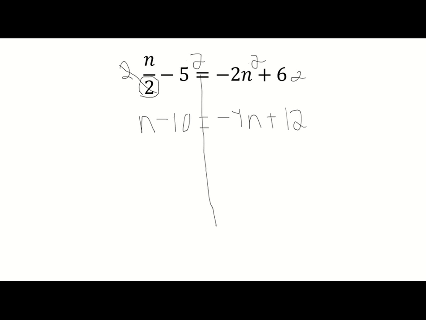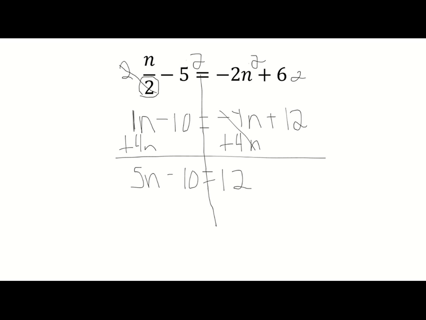So I want to get all the variables on one side. Right now I have n, and I have negative 4n. Since I like to work with positive numbers, I'm going to add 4n to both sides. When I add the 4n to both sides, remember if it's just the letter, we assume there's a 1 out front. So we have 1n plus 4n would be 5n minus 10. And on the other side we have a 12 because the 4n's canceled out.